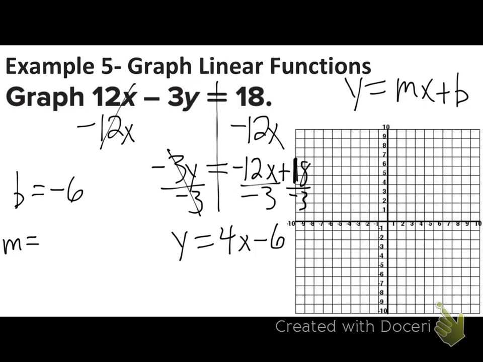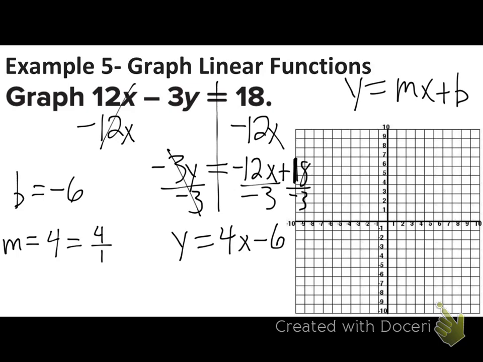What is my slope here? Don't include the x with it. 4. The slope is always the number that's being multiplied by x. Okay? For graphing purposes, we like our slope to be rise over run. We like it to be a fraction, correct? If my slope is ever a whole number, how do I make a whole number a fraction? Put it over 1. So 4 over 1 is my slope. We okay with that?